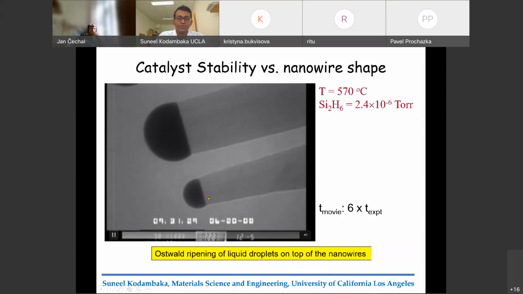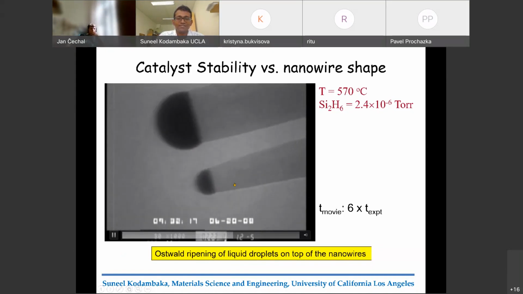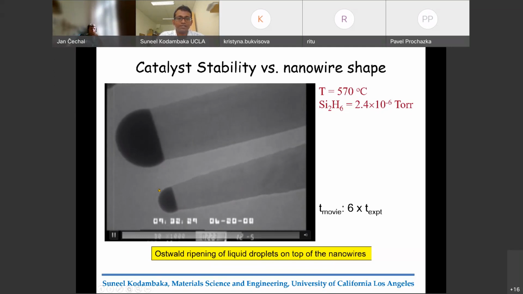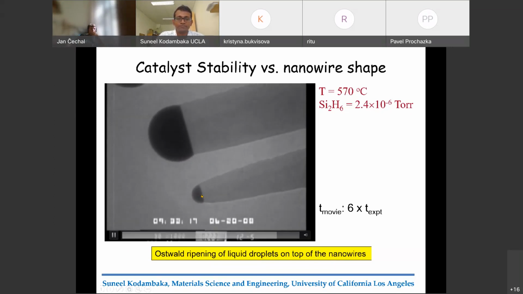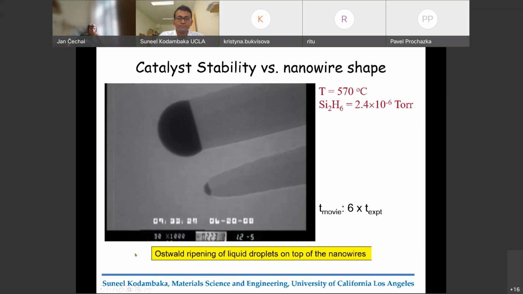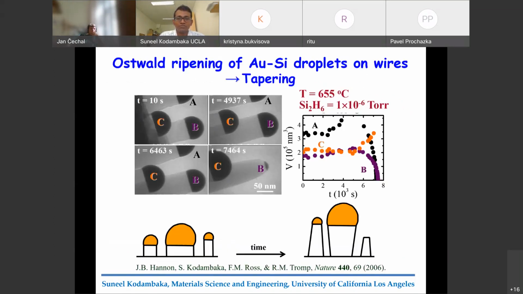What you will notice is as time progresses and there is constant deposition going on, so there is disilane being provided, this droplet is decreasing in size. And eventually this droplet disappears, at which point the nanowire stops growing. And it turns out that this process is a consequence of Ostwald ripening happening on top of the droplets.